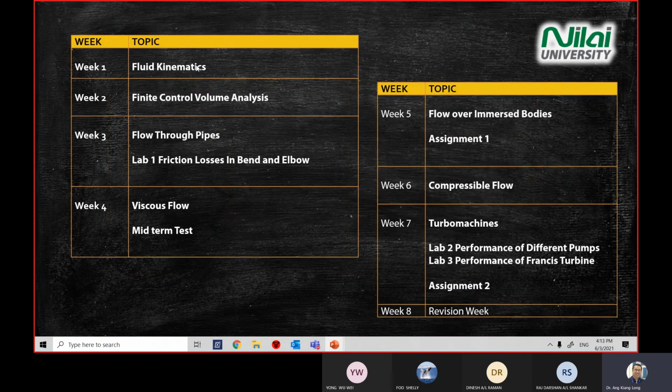We will cover 7 topics, 7 chapters for this module. Today we'll look at fluid kinematics, and then chapter 2, finite control volume, and so on. Okay. We will have 3 lab components. So it depends, again, on the situation we have. So we might conduct all 3 labs on the same day. And then I will brief you through, guide you through how to prepare the report.